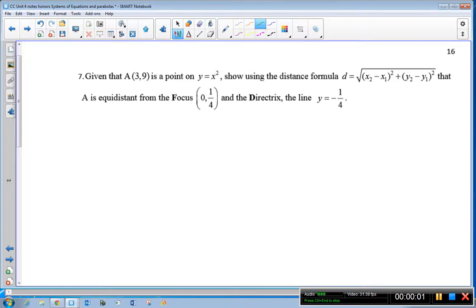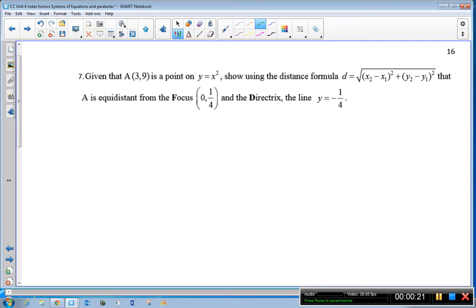All right, I'm just going to finish on number 7, 8, and 9 from the notes. So given that A (3, 9) is a point on y equals x squared, show using the distance formula that A is equidistant from the focus and the directrix of the line y equals negative 1/4.